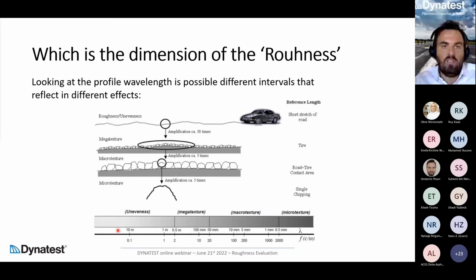Which is the dimension of the roughness? So what we are going to measure and why we are going to measure. There are different levels of deviation from the true planar point of view. The first one is unevenness.